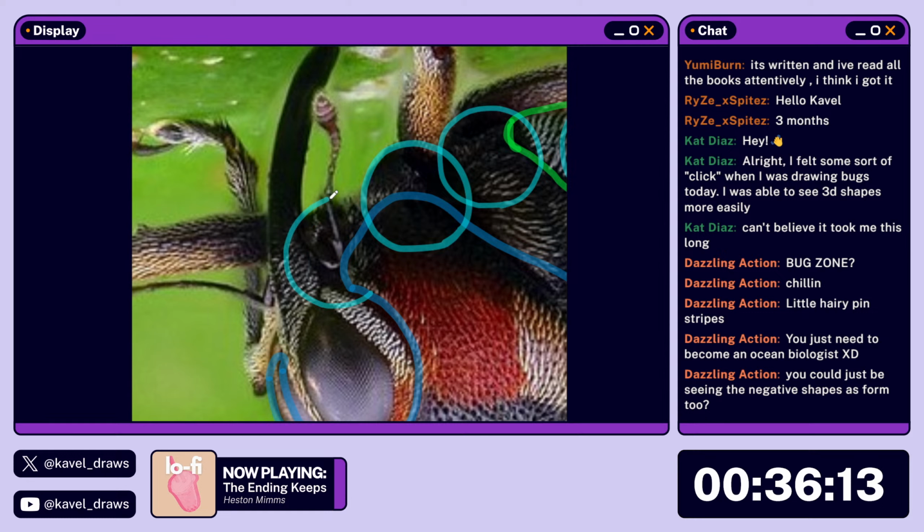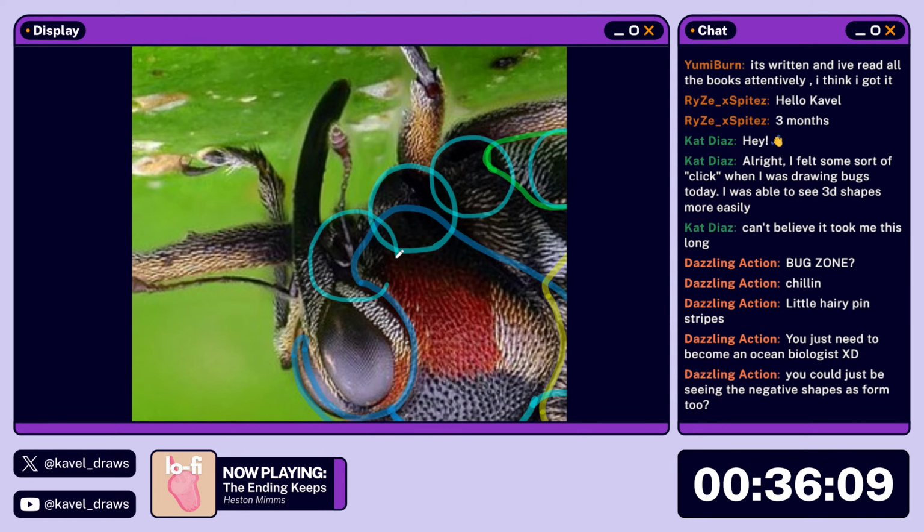We did draw a shrimp and a lobster, so we could be ocean biologists at some point. Isn't there a name for that? Oh yeah, marine biologist. I'm very silly.